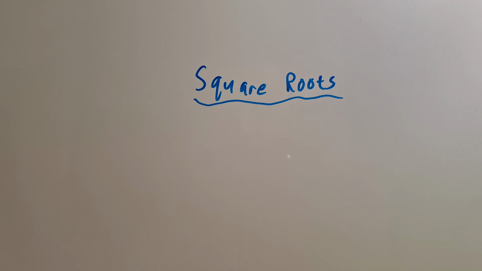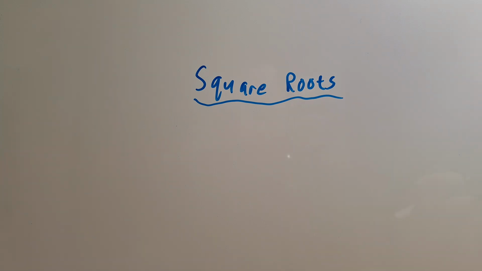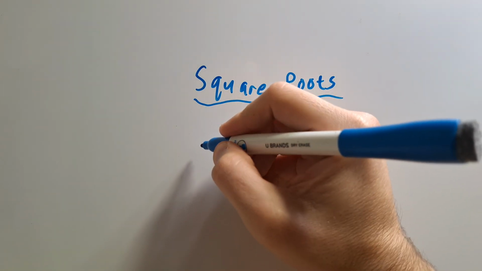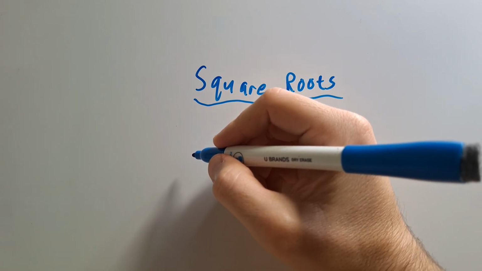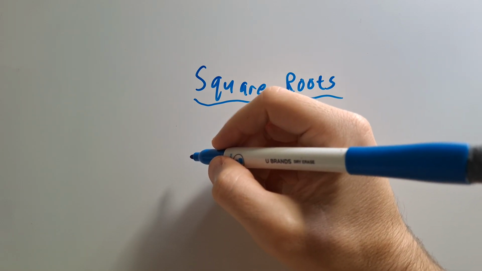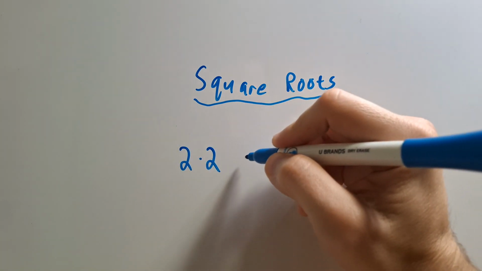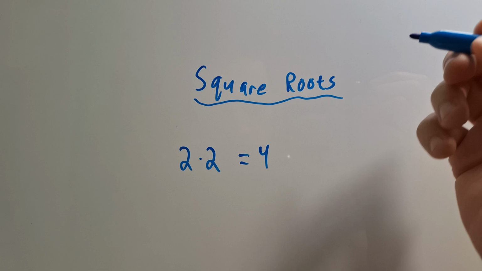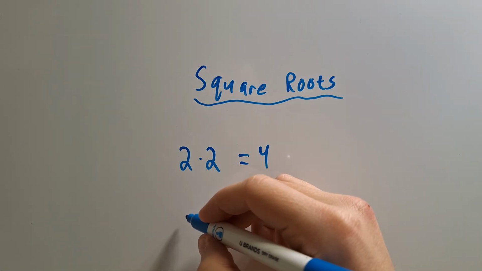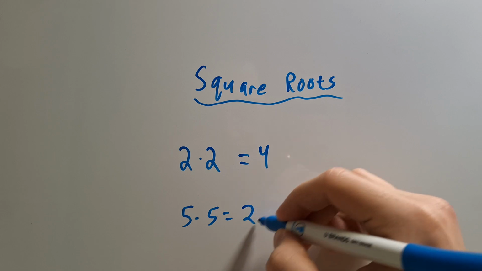So what is a square root? The positive square root of a positive number is one of two identical positive factors of that number. It's like saying what number, when we multiply it by itself, equals the specific number. For instance, if we took the number 2 and multiplied it by itself, we would get 4. Another example would be if we took the number 5 and multiplied it by itself, we would get 25.